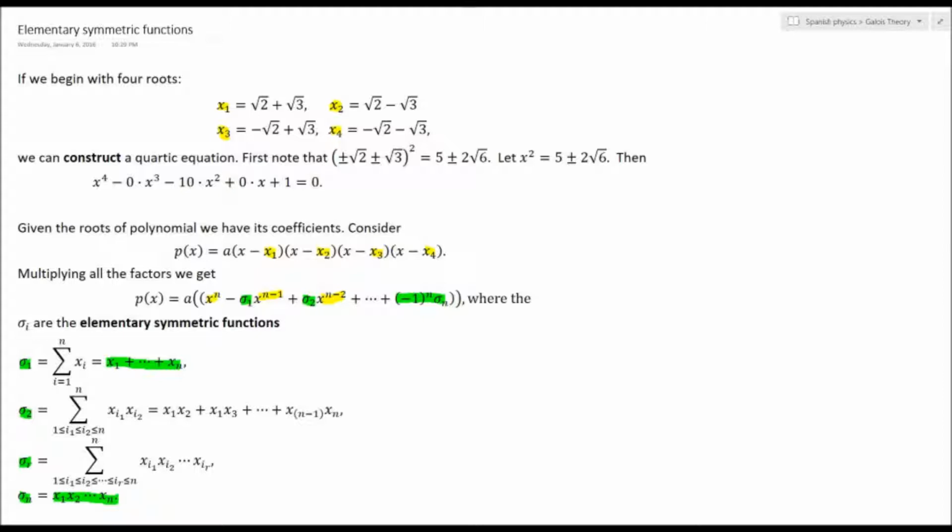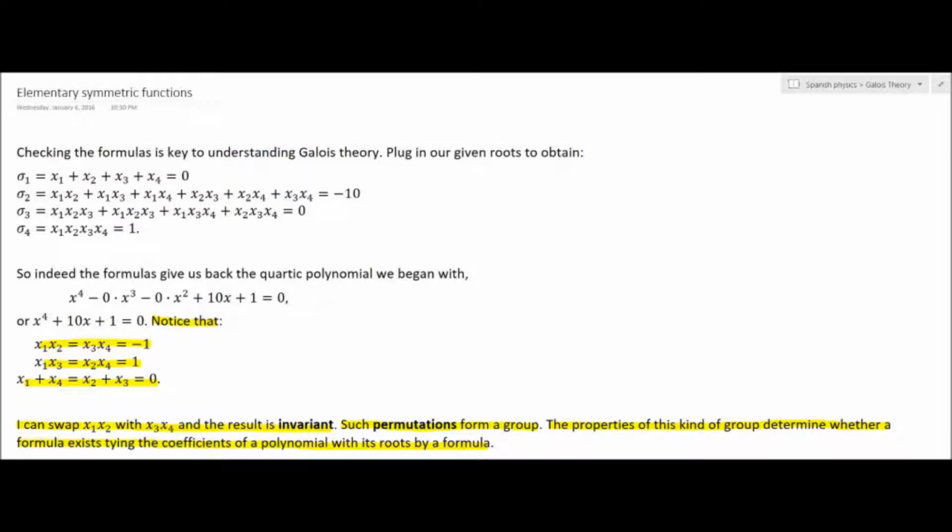The first thing I would do is plug and chug and see if indeed it works for my example. If it doesn't work there, then I have problems. And so I take the four roots that I had from the previous frame and I add them up and I get 0 for sigma 1. I form the sum of pairs of products, ordered products, and I get negative 10 for sigma sub 2. For sigma sub 3 I get 0, and for sigma sub 4 I get 1. In other words, I get x to the fourth minus 0x cubed minus 0x squared plus 10x plus 1. The formulas have reproduced the quintic polynomial that I chose.